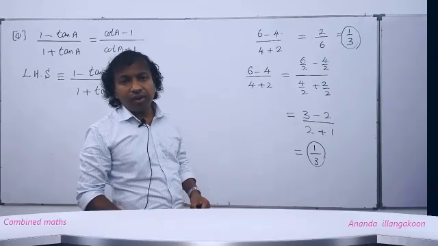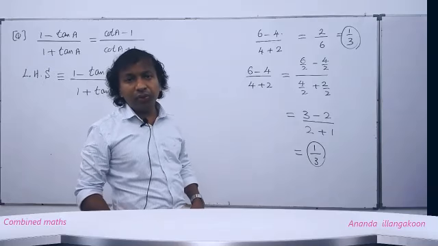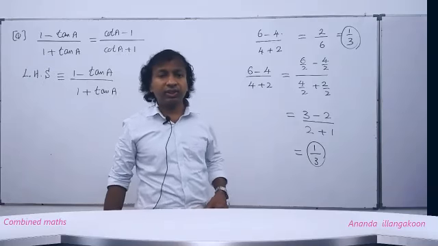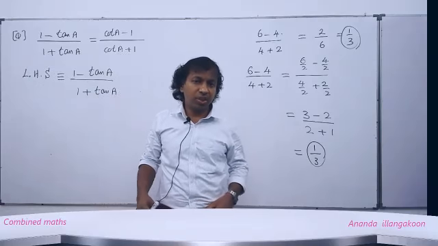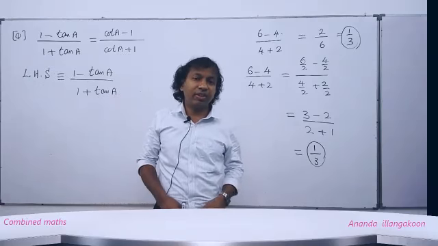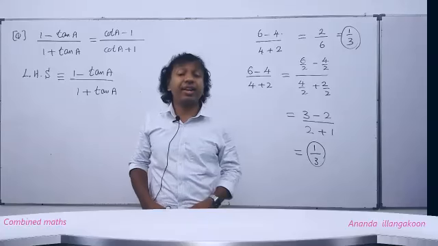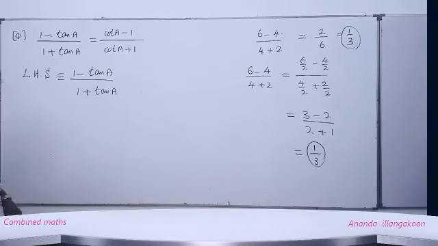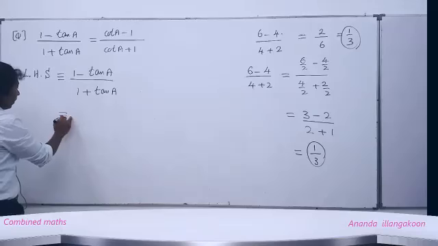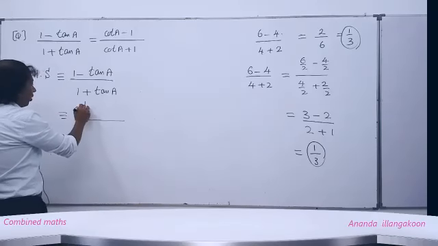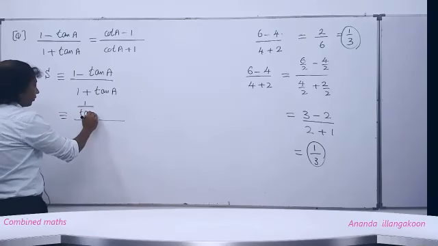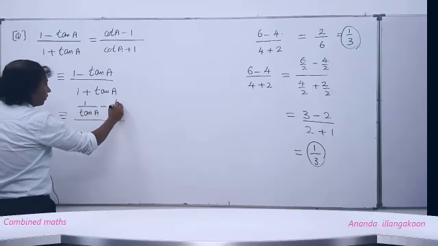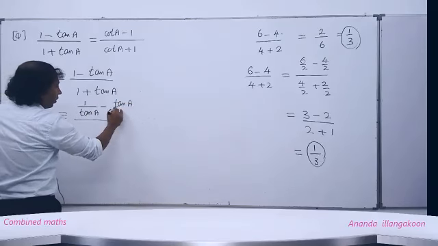Okay? People, then by what value is it better to divide these terms to reach the answer? People, divide by tan A. All the terms at the numerator and denominator we divide by tan A, right? Then what do we get here? 1 upon tan A minus tan A by tan A.